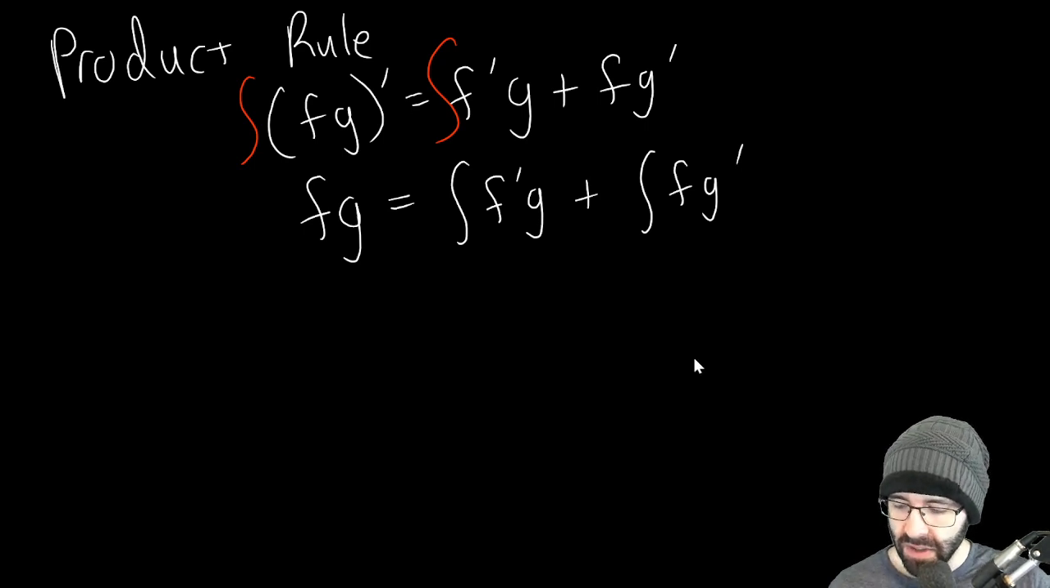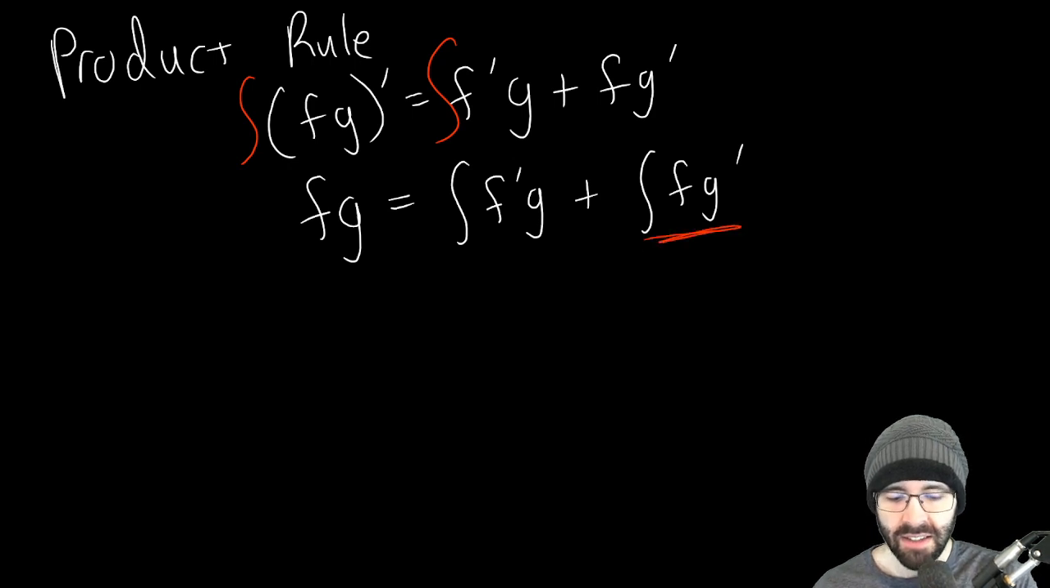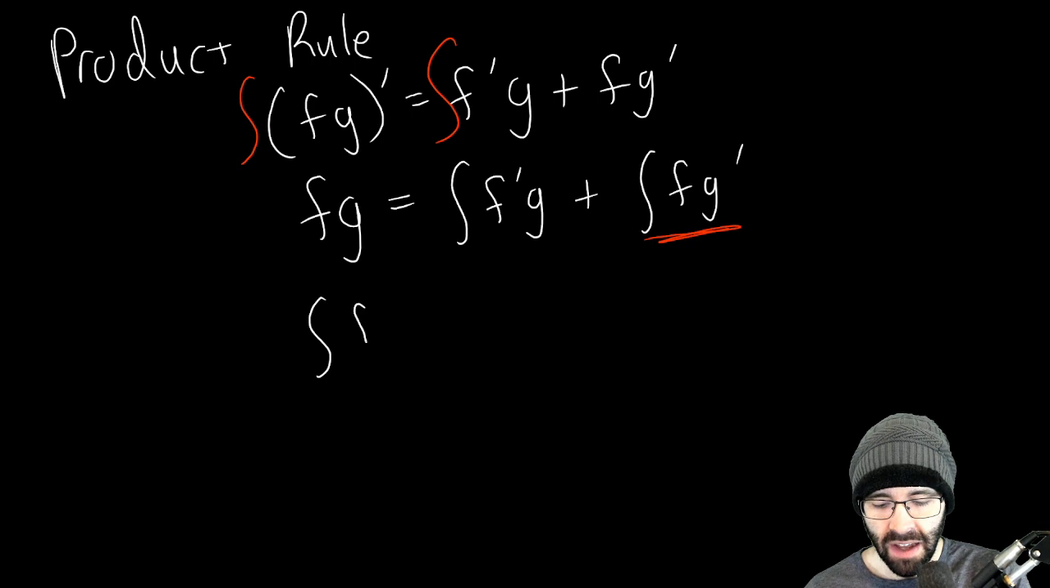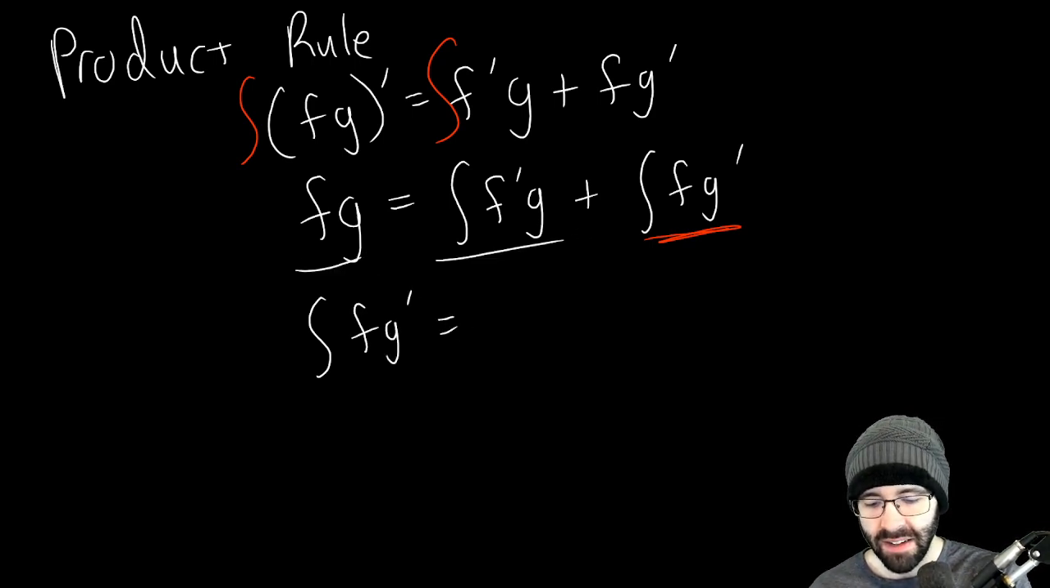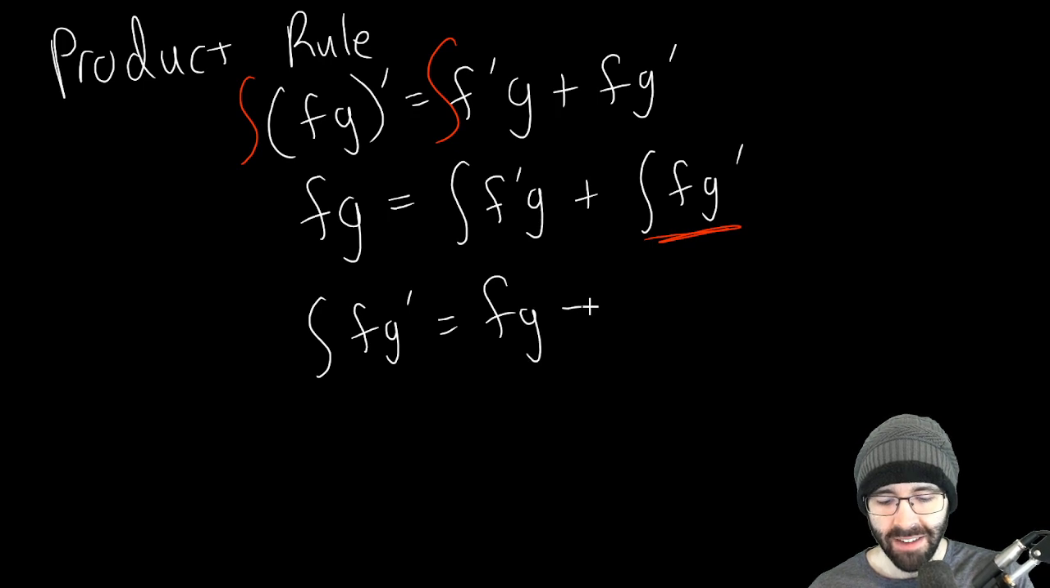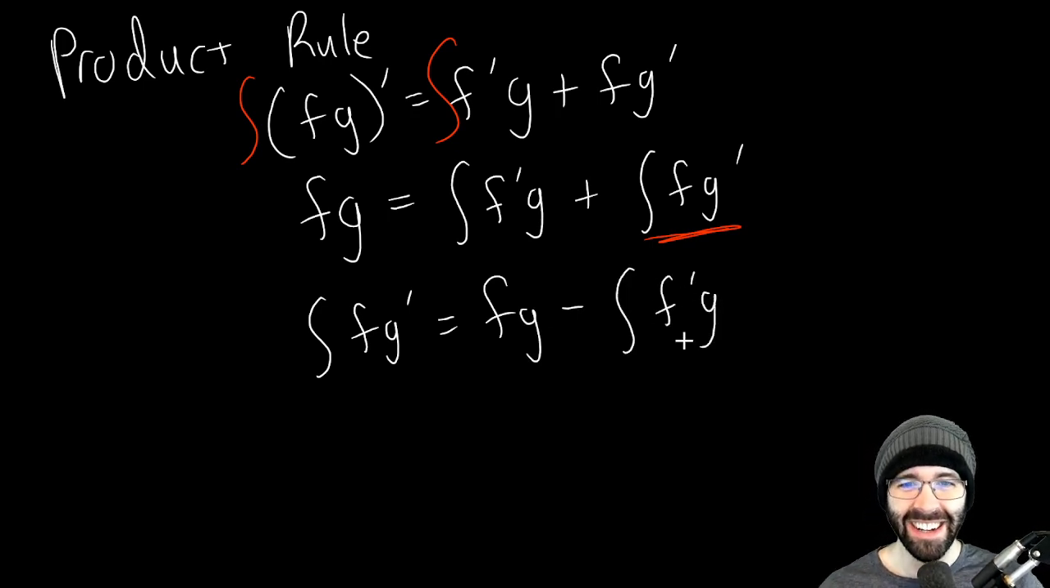And now what we do to get the product rule is just get this guy by itself. So the integral of fg prime is equal to this minus that. And that's integration by parts. This is our new formula. It probably doesn't look that interesting. It probably doesn't look that strong. It doesn't look that effective.